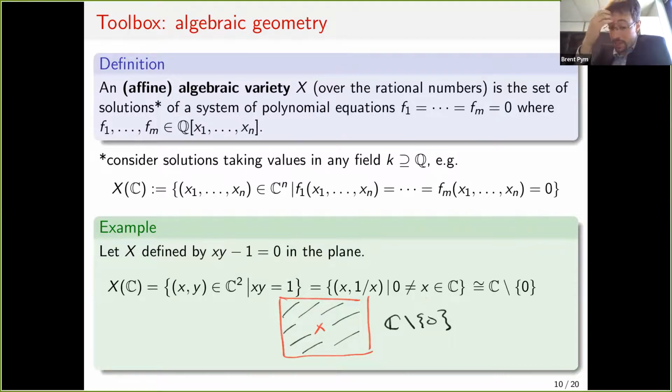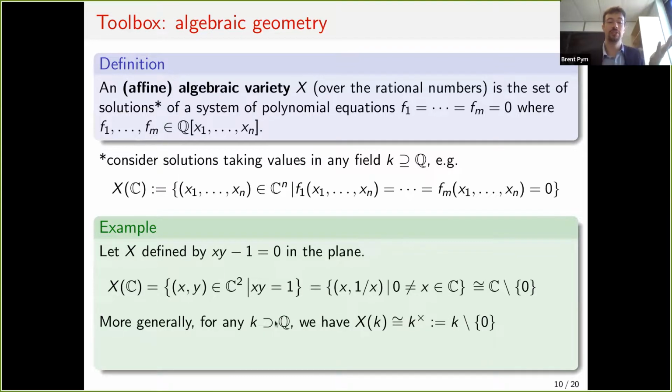So now we have to think about the picture a little bit differently, because complex numbers have a real part and imaginary part, so they correspond to points in a plane, and 0 is the origin in this plane. So X(C) you can think of as a space which is given by a plane with the origin deleted. I just puncture a hole in the middle of this plane.